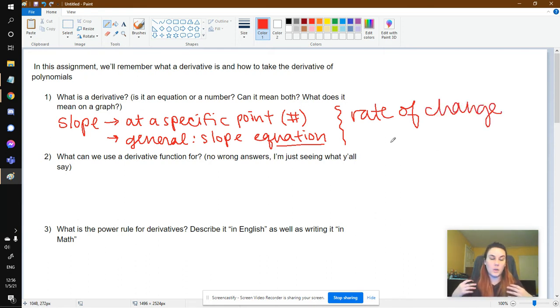We care about the derivative when it's not constant, when it's not a straight line. So when we have a curvy line, when we have exponentials or polynomials or whatever, when we want to talk about their slope, we generally need to use the derivative because it's more complicated than just saying it's getting bigger.